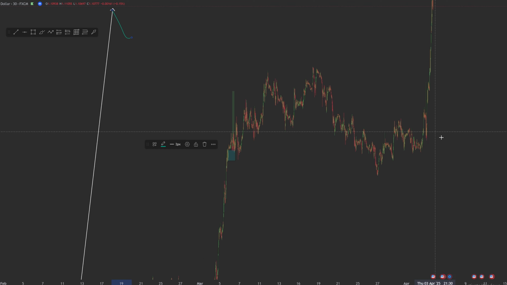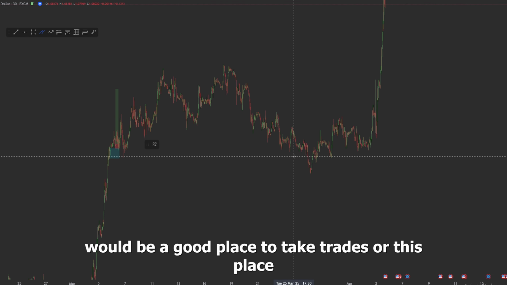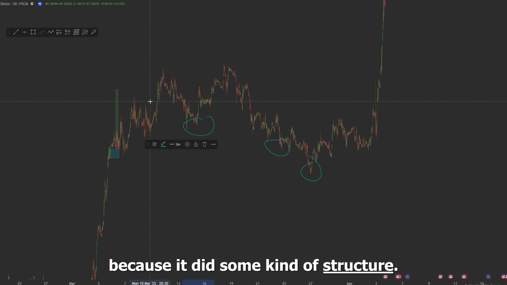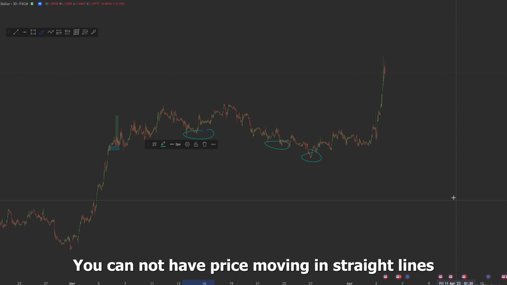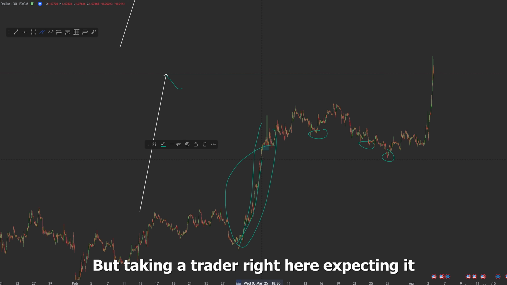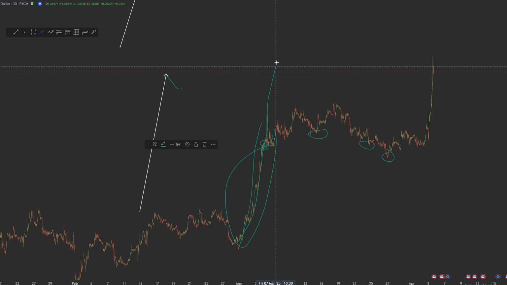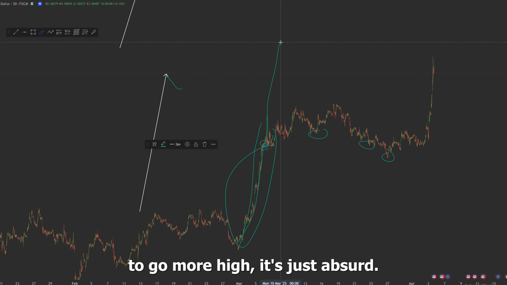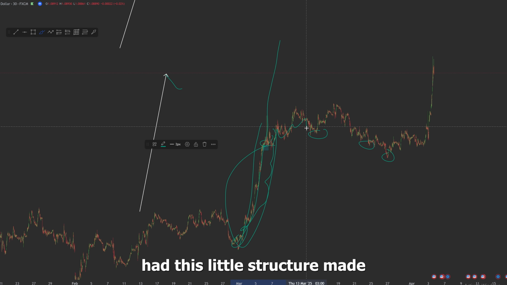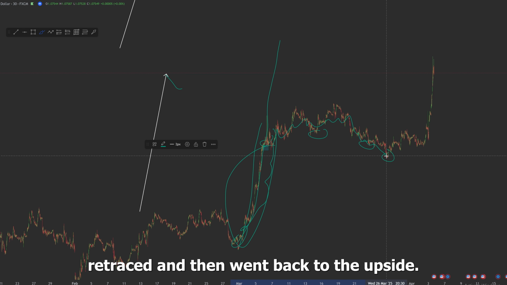So for example, this here would be a good place to take trades, or this place, or even this place, because it did some kind of structure. You cannot have price moving in straight lines like this. This is just crazy. I mean, this is okay, but taking a trade right here, expecting it to go higher, it's just absurd. And as you can see, it did exactly that. Moved up from it, had this little structure made, came retraced, and then went back to the upside.